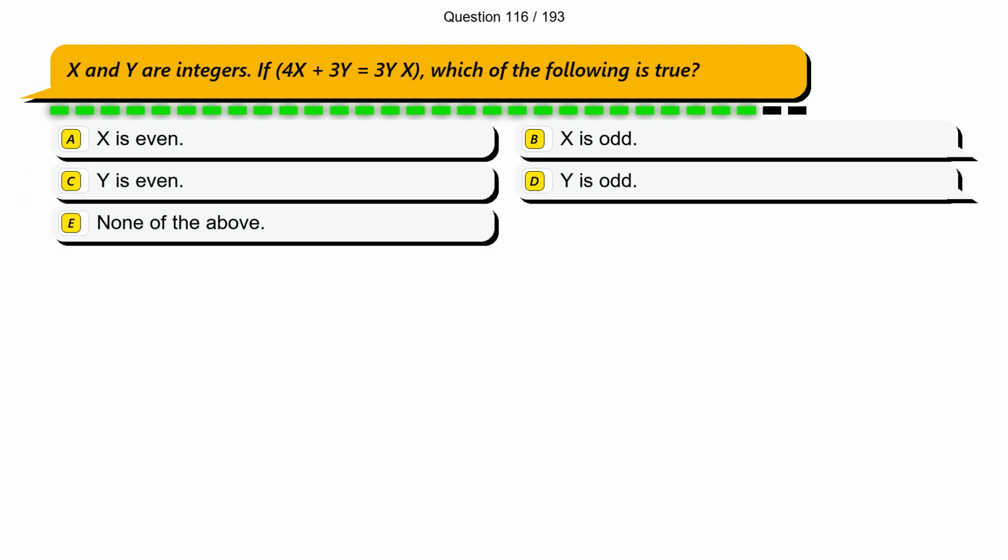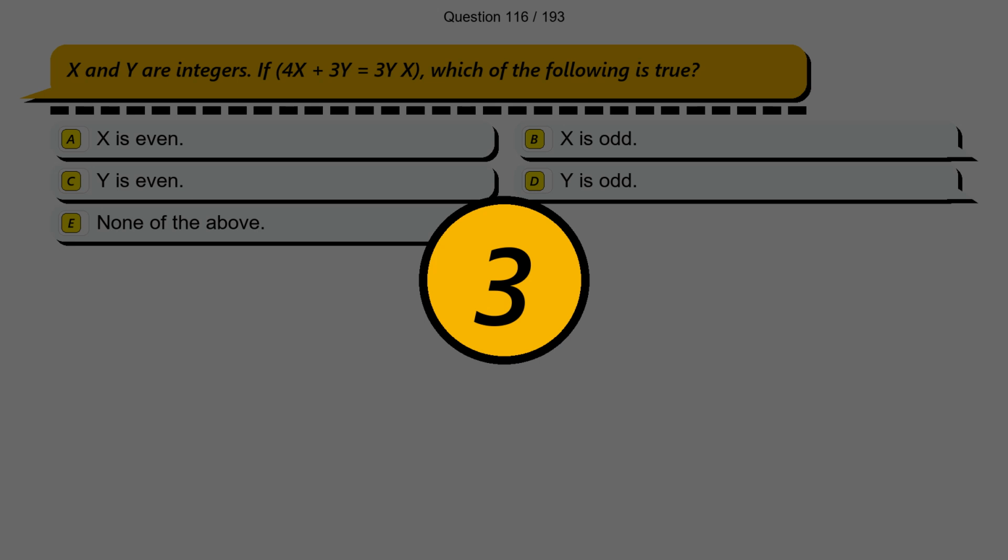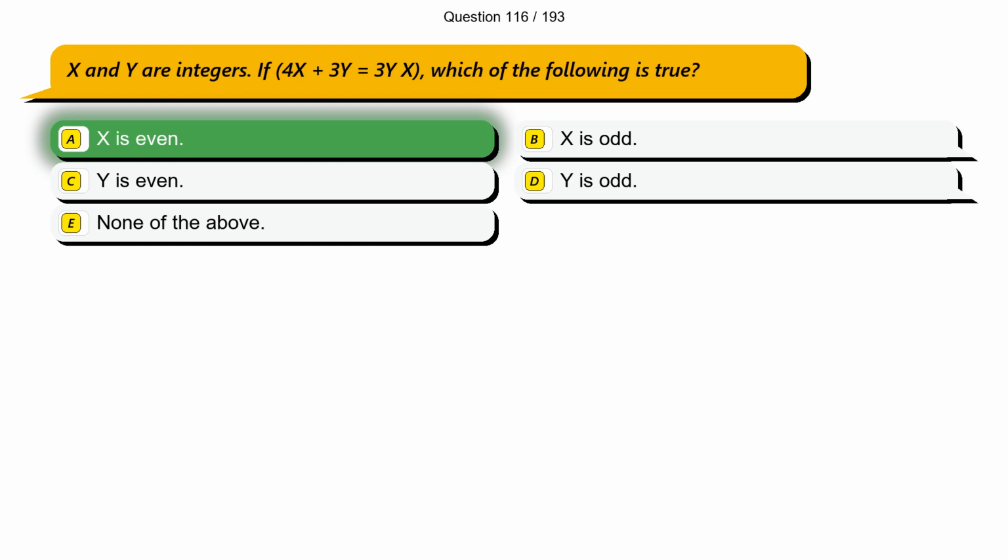Question 116. X and y are integers. If x plus 3y equals 3yx, which of the following is true? Option A, x is even. Option B, x is odd. Option C, y is even. Option D, y is odd. Option E, none of the above. The correct answer is option A, x is even.